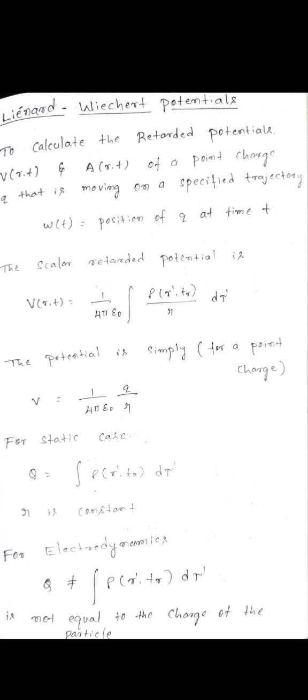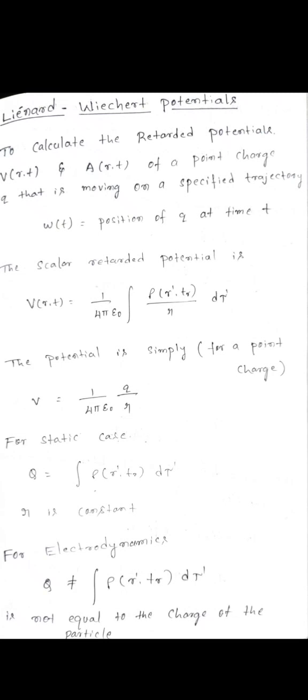So, today we discuss Liénard-Wiechert potentials. We can use these potentials to calculate the retarded scalar potential V and the retarded vector potential A of a point charge or any charge density or current density. In electrodynamics, these charges vary with time.